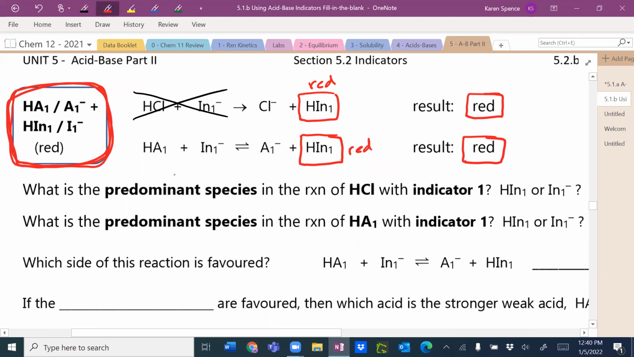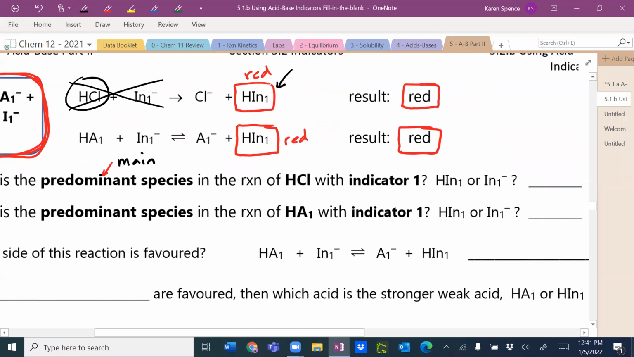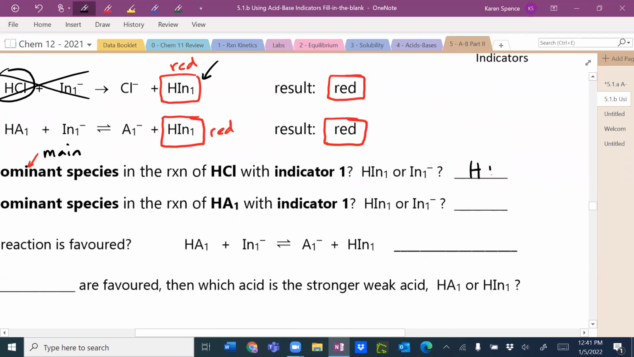Predominant means main. Yes, predominant means main. So the main species present in HCl plus the indicator is the HIN1, not the IN minus. Oh, I should have written it in red.